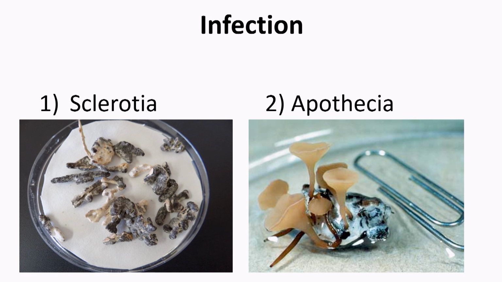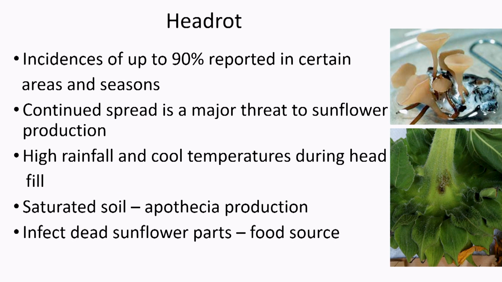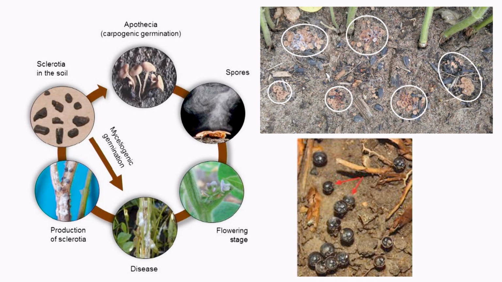The other method is this apothecia. So you see this is the sclerotia part, and you can see how small it is when you compare it to a paperclip here. So these sclerotia are the ones that are laying on top of the soil, and when the conditions are favorable, they will grow these mushroom-like structures called apothecia. Now it's like a disc shape, and you will find millions of spores inside each of these discs. So when conditions are favorable, you will get the spore release, and then these spores will go to the head and infect the sunflower when it is flowering.